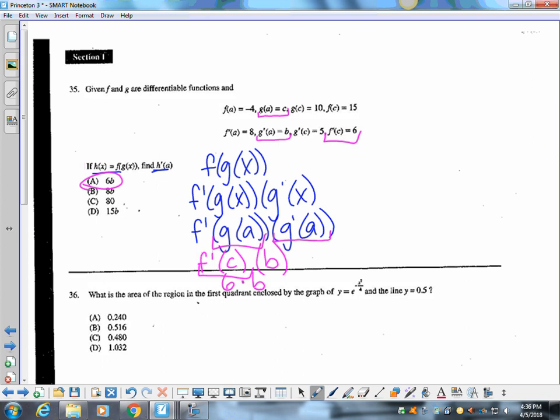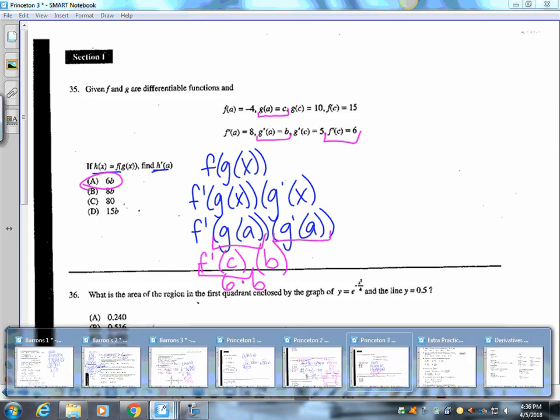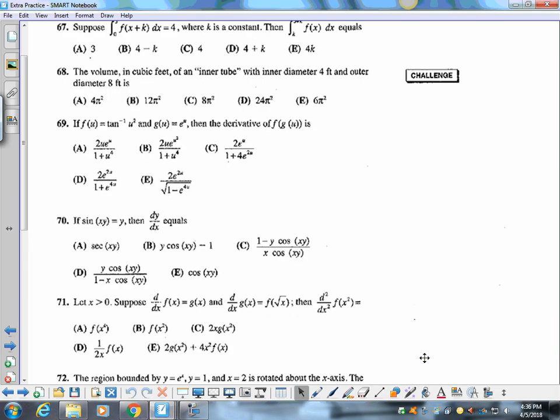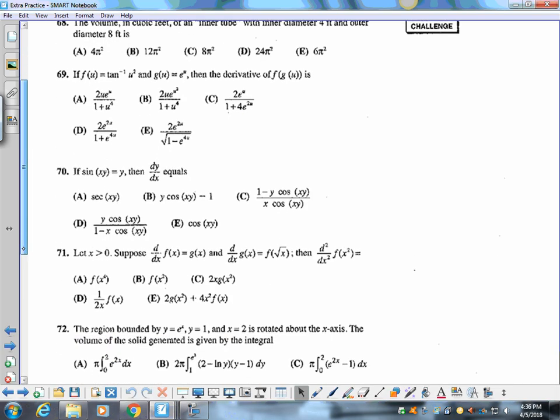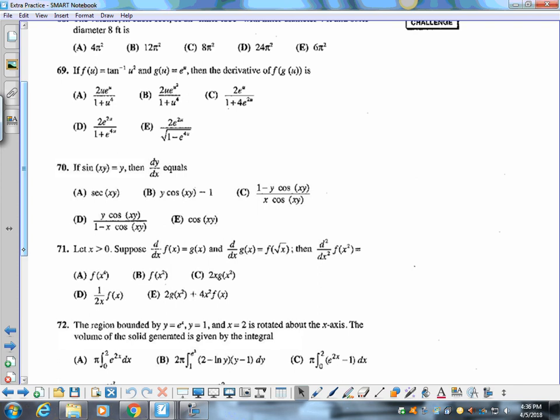Okay, so that's 35. So we are now done with Princeton. Now we're headed to the extra practice, and we're going to start with number 70. Extra practice number 70. Okay. It says sine of xy equals y, then dy dx. All right, we've got implicit. So here we go. Sine of xy equals y. And I want dy dx.